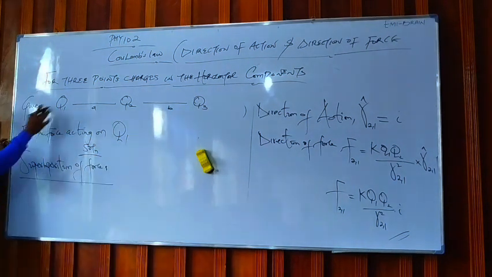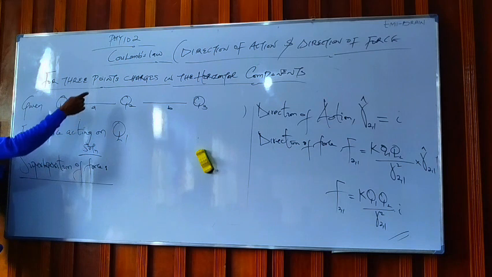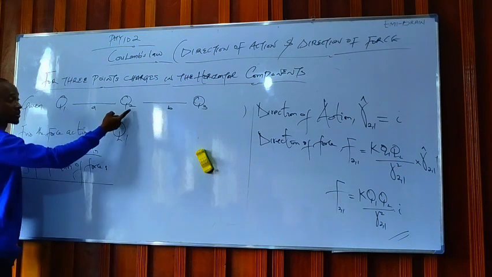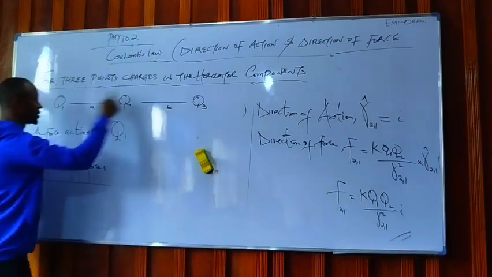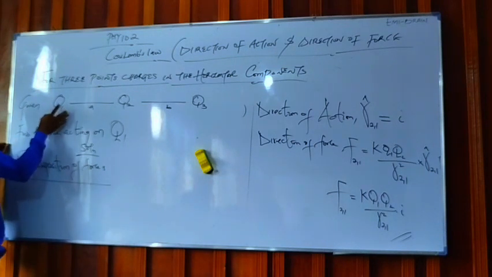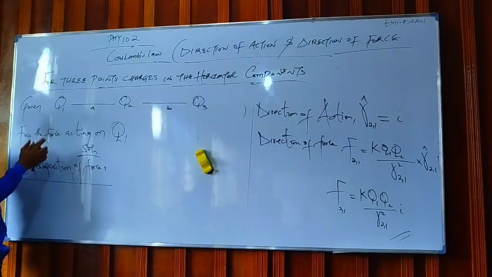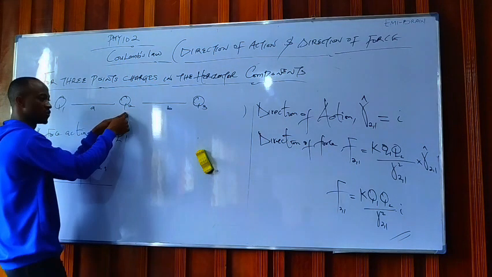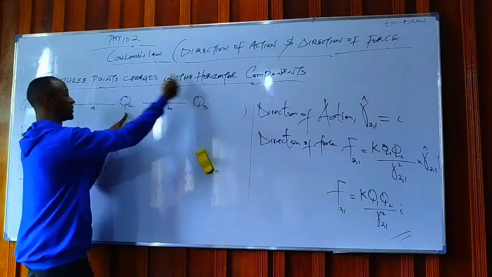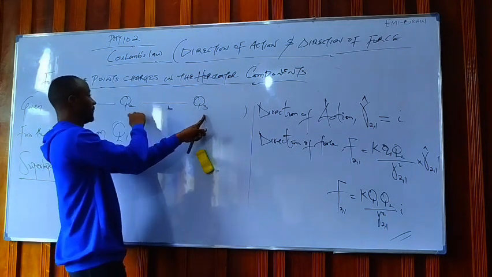For charge 1, if we have to find the force acting on charge 1, that means the direction of action is towards charge 1, meaning from 2 to 1 and from 3 to 1. If the emphasis is on charge 2, then all of these charges move towards charge 2: from 1 to 2 and from 3 to 2. What about on charge 3? From 1 to 3 and from 2 to 3.